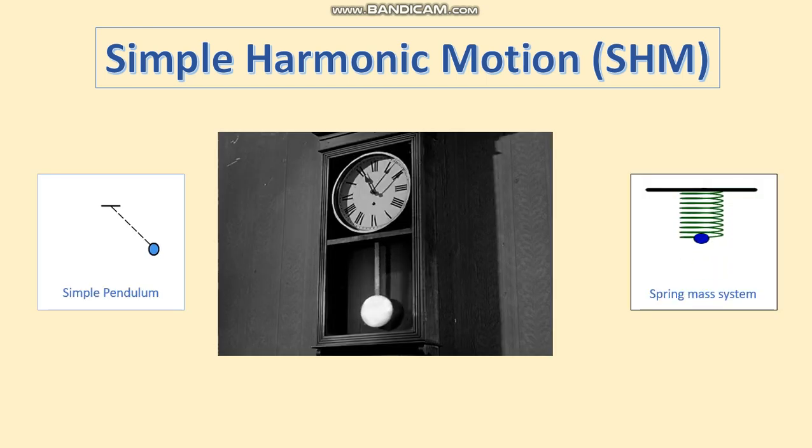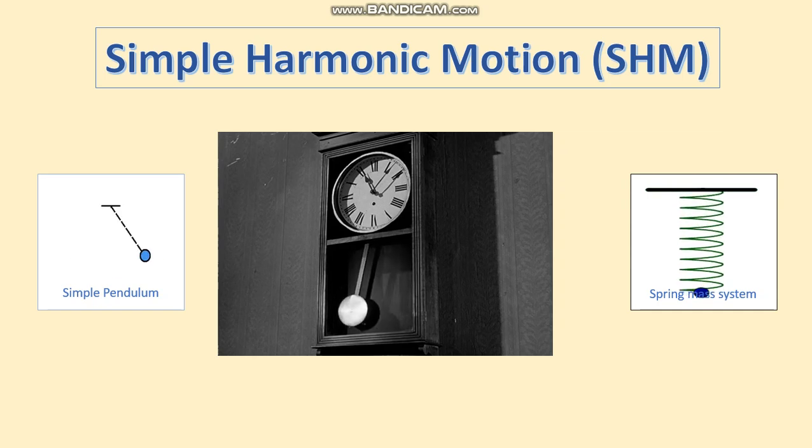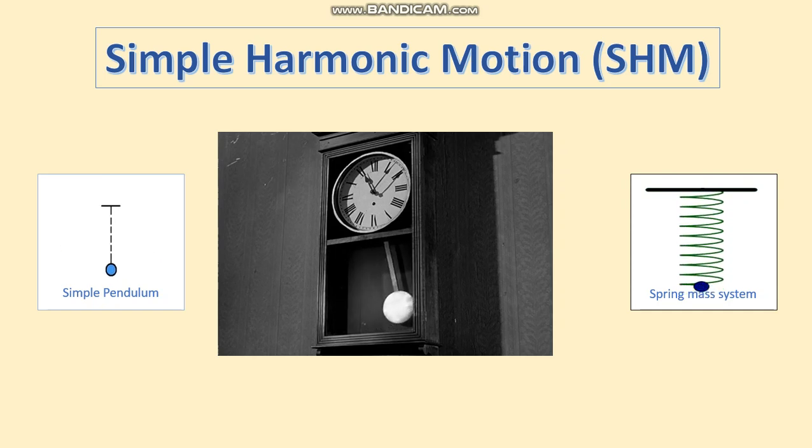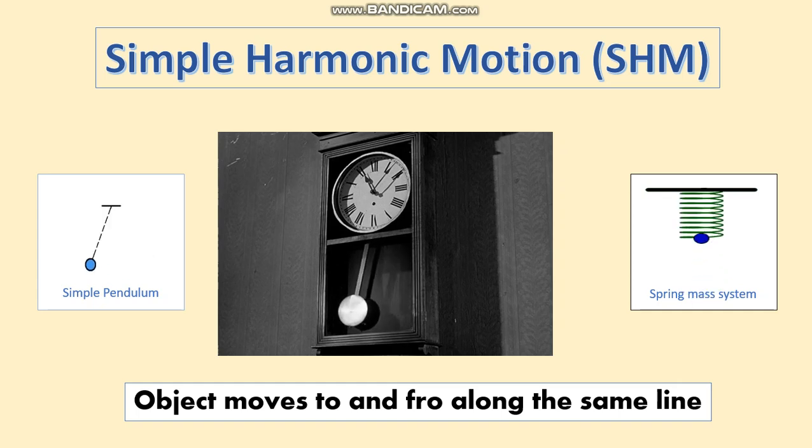In this video, let us discuss simple harmonic motion. We see different kinds of motion every day: the motion of a simple pendulum, the motion of the swinging weight in a pendulum clock, oscillation of a mass-spring system, etc. In all these examples, you observe the object moves to and fro along the same line, and the motion keeps repeating itself. Such motions are periodic in nature. This type of motion is known as simple harmonic motion, in short SHM.